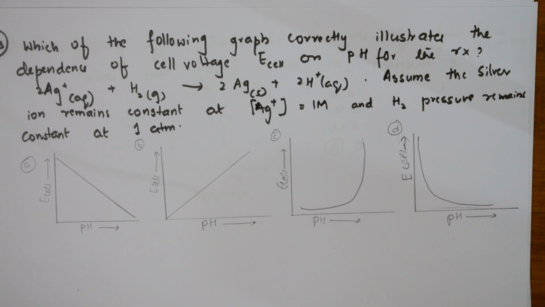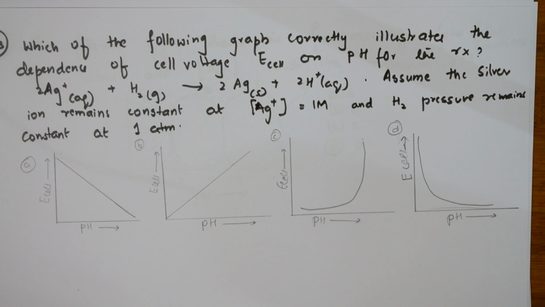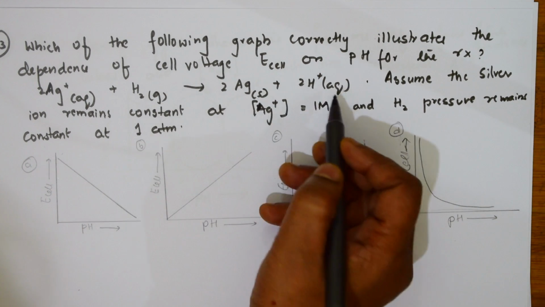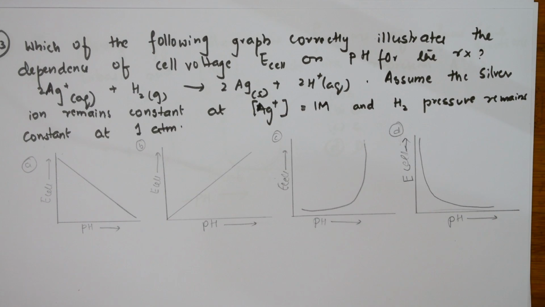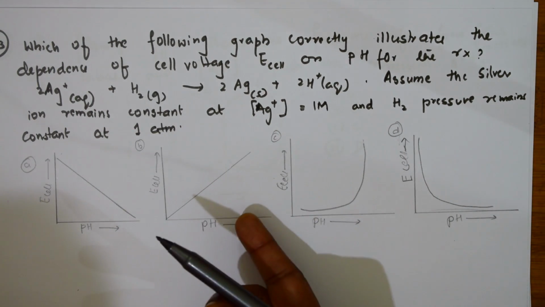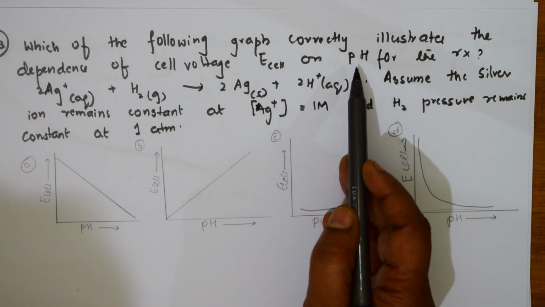In question 3, one more graphical representation question is given to you. Let us read this question. Which of the following graphs correctly illustrates the dependence of cell voltage E cell on pH of the reaction? Correct. They've given one cell reaction: 2Ag plus hydrogen gas gives 2Ag plus 2H plus aqueous. What do they say? Which graph explains the relation between E cell and pH of the reaction?